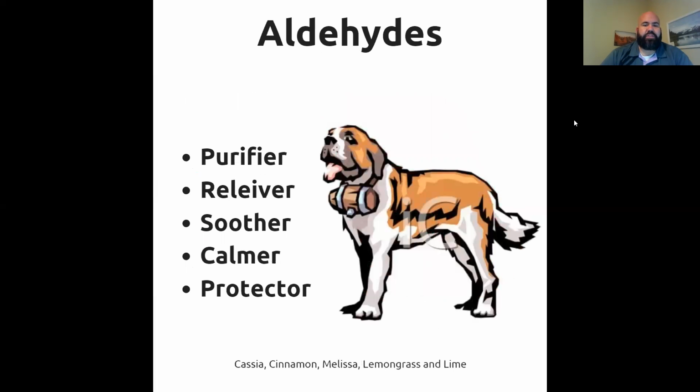All right. So aldehydes, these are ones that are going to help purify, they're going to relieve, soothe, calm, and protect. Well, when I think of soothe, calming, and protecting, you've got the dog, right? That dog has the ability to do all those, protect you and soothe and calm you at the same time, right? Definitely. So oils that are going to be high in aldehydes are cassia, cinnamon, melissa, lemongrass, and lime. Great.